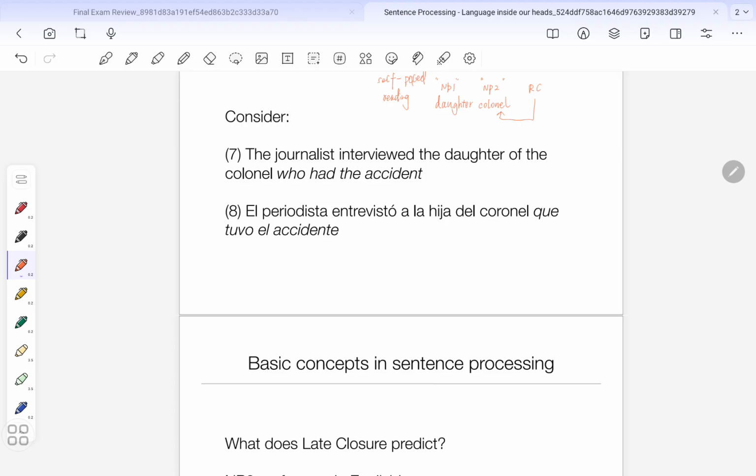What does the enclosure predict? Think about this, right? So the enclosure says, you get a phrase like this, the accent, okay? And it tells you to attach it to the closest one. People took this preference, okay? They took it as evidence for the enclosure. In a wrong result, okay?